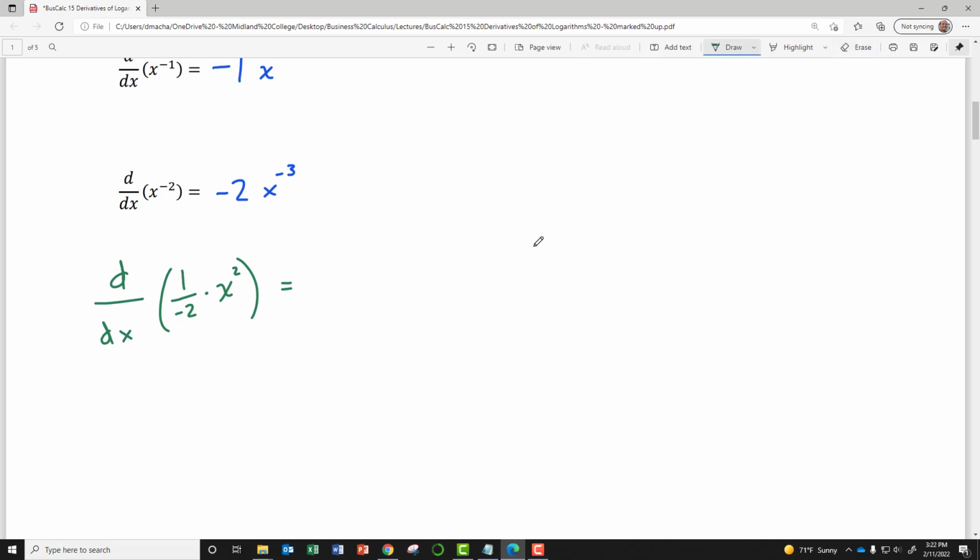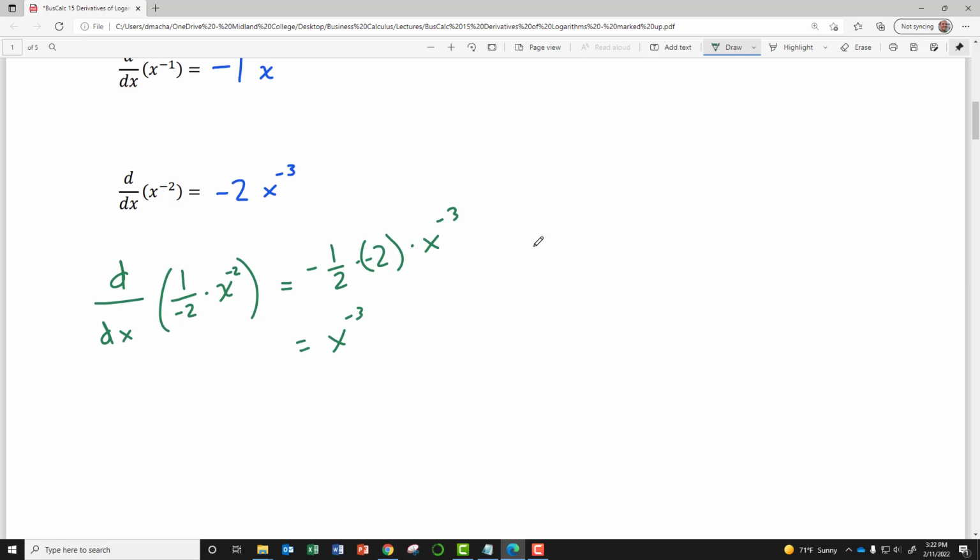So I'll bring down the 2, and I'll get negative 1/2 times negative 2 times x to the negative 3 power. And negative 1/2 times negative 2, well, that has 2 minus signs, so that will become positive, and then 1/2 times 2 is just 1, and so this is x to the negative 3.